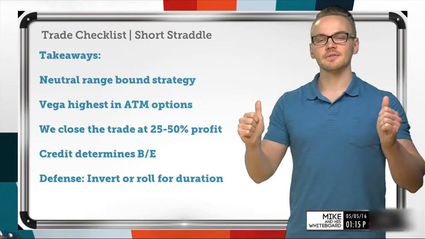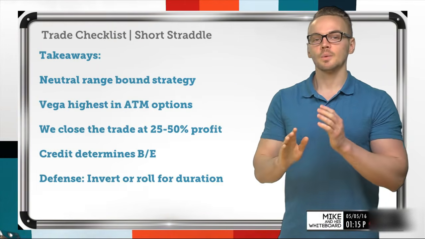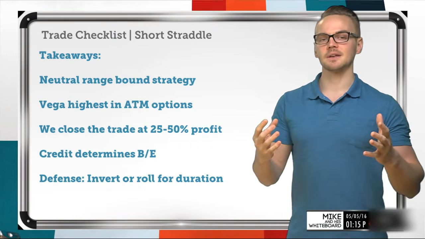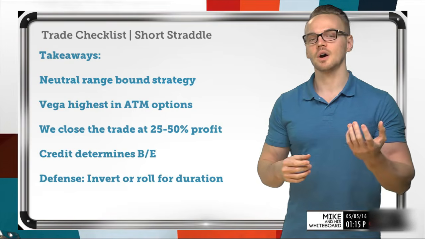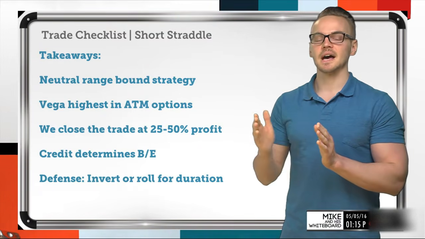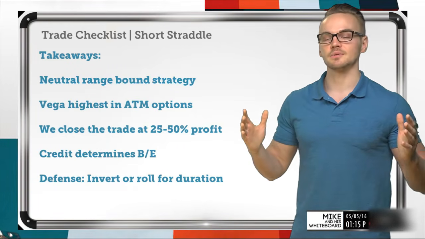So instead of a strangle where we know that we have this range of profitability, when we're looking at a straddle, we know that most likely one of these options is going to be in the money, regardless of whether it's the put or the call. But that credit that we received, all we need to do is add it to one side and subtract it from the other to determine that total break-even range.